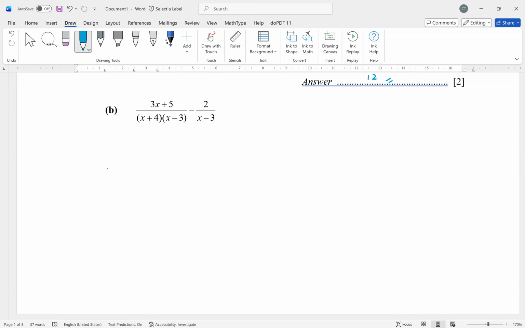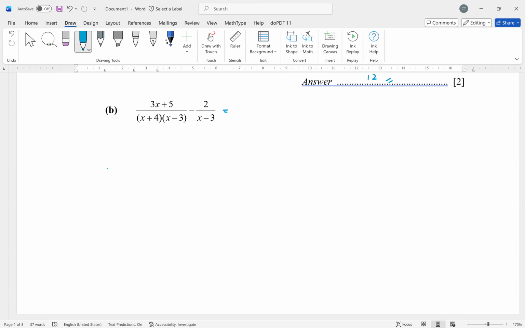Okay, so the second question, in the denominator, we have some algebraic terms instead of just numbers. So let's observe the denominator. Over here we have x plus 4 times x minus 3. Over here we have x minus 3. Remember our objective is just to make the denominator the same. The easiest way to do that would be to add in the x plus 4 for the second term. Then the denominator will be the same as the first term already.